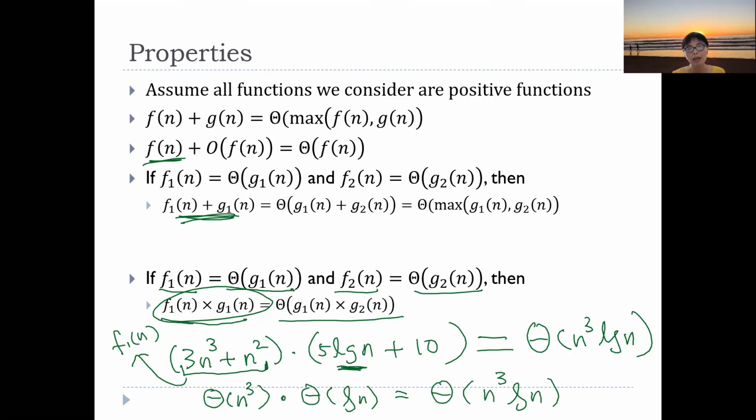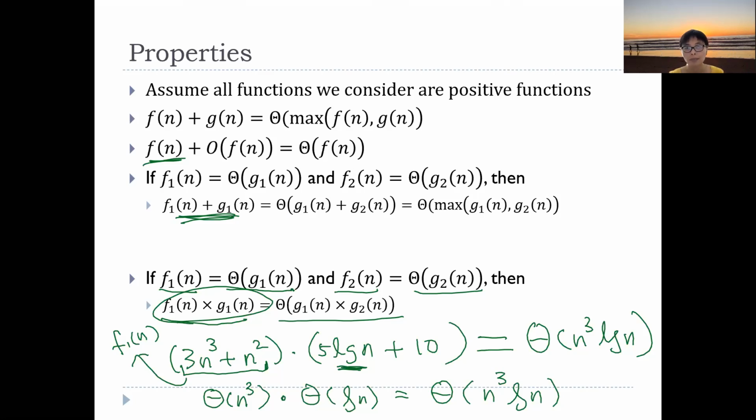So essentially, this property may look very boring, but what it tells you is that you are safe when you have different terms together. If you add different terms together, then you can look for the dominating term, the one that grows fastest, the biggest one. Or if they multiply together, you can just simplify each of them independently and put them together. So this helps you to break things down.